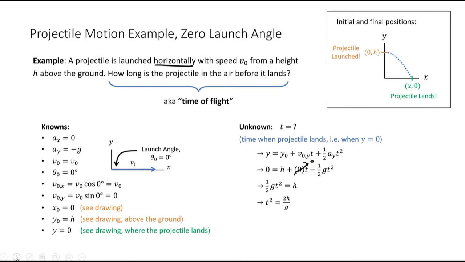Originally I solved for t squared, I ended up getting 2h over g, and then you take the square root of both sides to get t by itself. So we end up with t, the time of flight, is equal to the square root of 2h divided by g. This is going to be the time of flight for a projectile that's launched horizontally from a height h above the ground. Okay, and so a lot of known initial conditions went into deriving this equation.